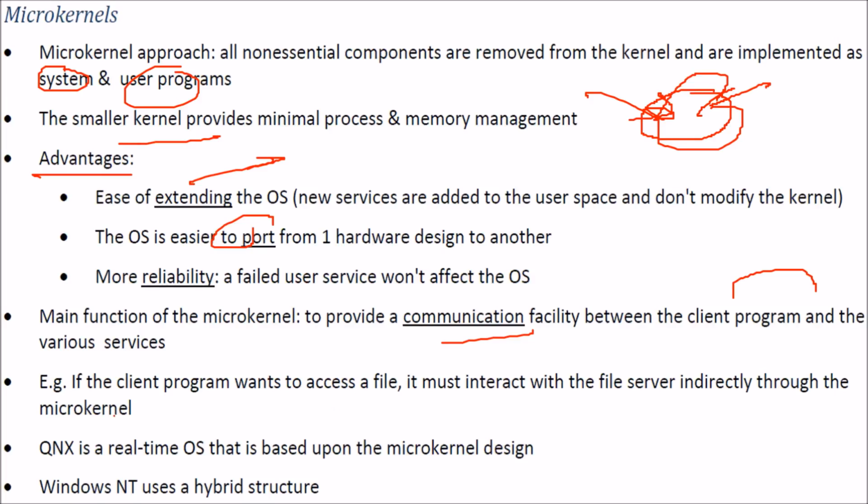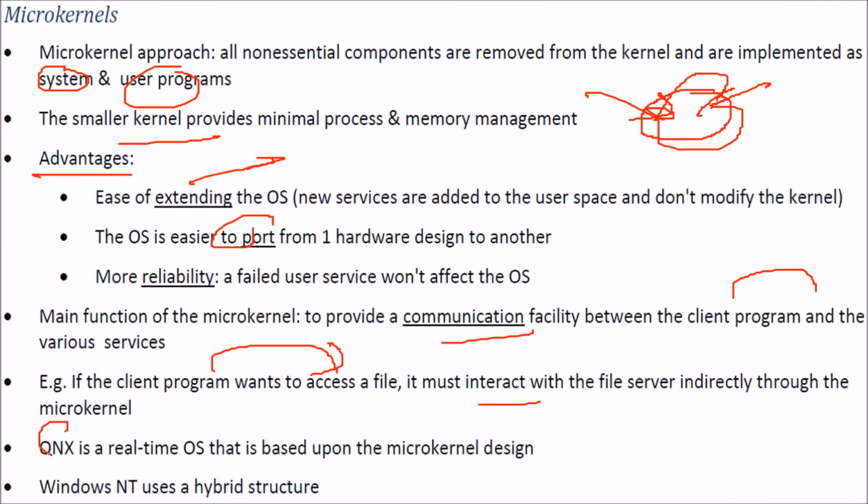For example, if a client program wants to access a file, it needs to interact with the file server indirectly through the microkernel. I'll give you an example. QNX is a real-time OS, RTOS, based on the microkernel design. Then we have Windows NT. This uses a hybrid structure.